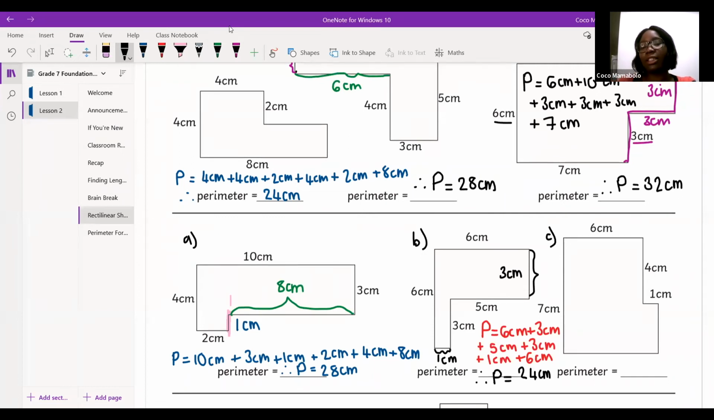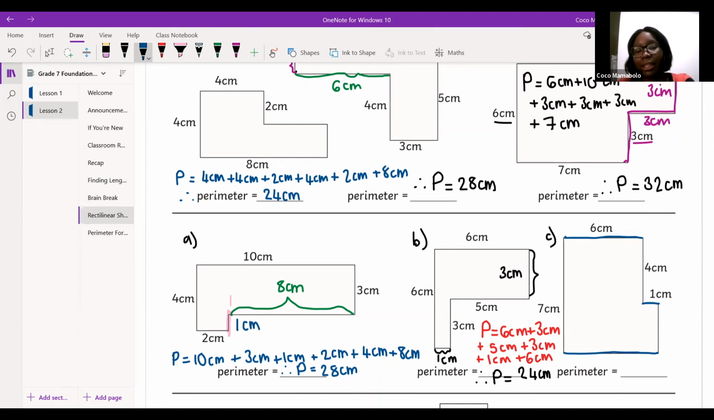All right, now let's look at C quickly because C is a little bit trickier. Now they tell us that this side over here is 6 centimeters long, and they tell us that this tiny bit over here is 1 centimeter long, but they don't tell us what this long side is. Did anybody manage to figure out what this side over here is? And can you tell us how you did it?